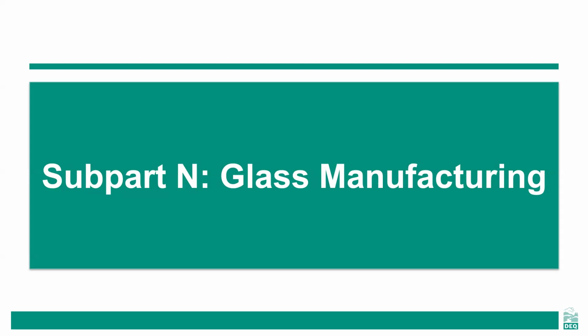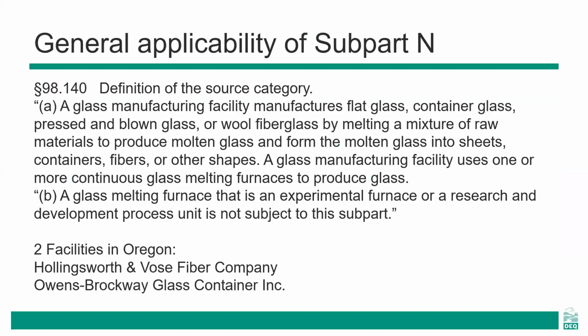We will now discuss Subpart N, glass production. Regulation applies to glass production facilities that make glass from a mixture of carbonate-based and non-carbonate-based raw materials. It does not apply to glass-making facilities that simply recycle glass. Facilities must be producing glass from carbonate-based raw materials to be subject to reporting. However, the facility may produce any type of glass product, such as flat glass, container glass, or fiberglass. Oregon has 2 glass manufacturing facilities.